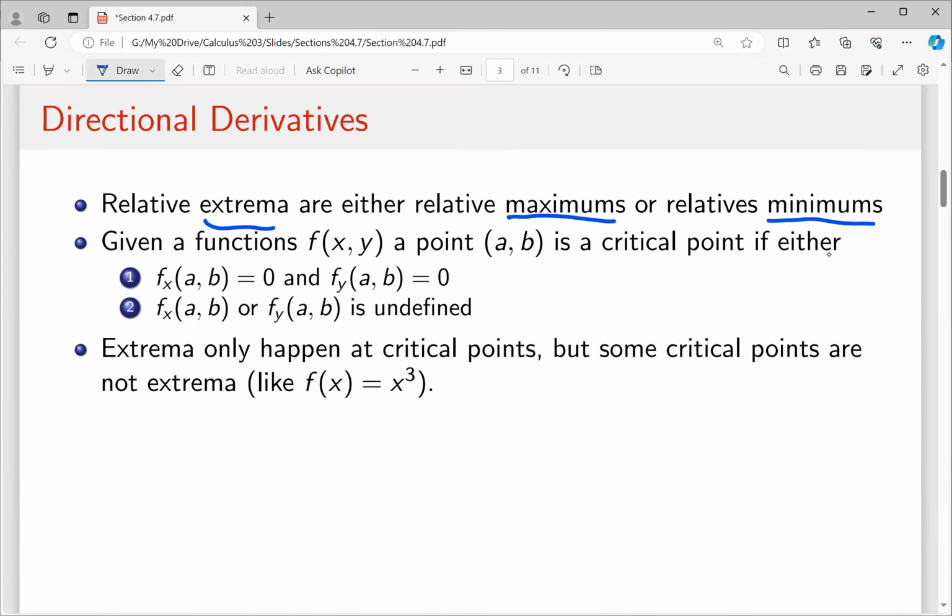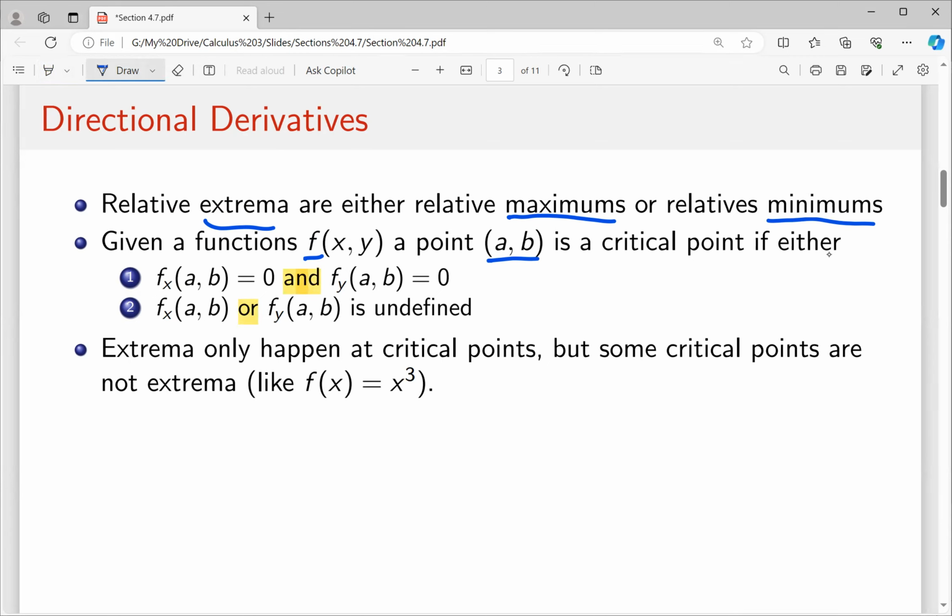So, given a function, say our function is f, and our point is (a, b), (a, b) is a critical point if fx of (a, b) equals 0 and fy of (a, b) equals 0, or if one of them is undefined. So if both of them are equal to 0, or if one of them is undefined, that makes (a, b) a critical point.